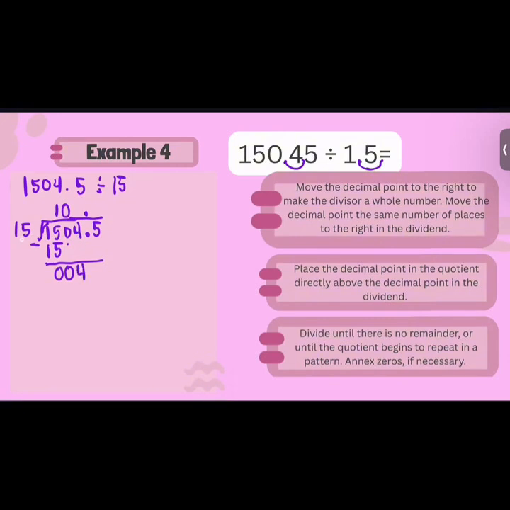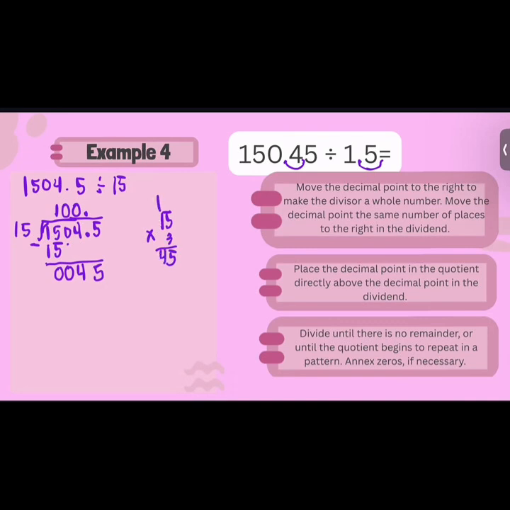4 divided by 15 cannot be. So, before we bring down the next digit, we put 0 in the quotient. Next is we are going to bring down 5. Now, 45 divided by 15. So, pwede na po natin siyang i-divide. So, let's try multiplying 15 kay 3. So, 15 times 3, it is equal kay 3 times 5 is 15. Carry up 1. 3 times 1 is 3 plus 1, that is equal kay 4.